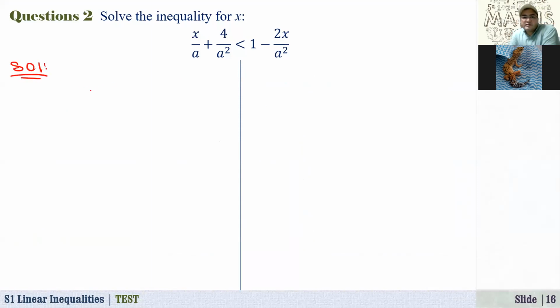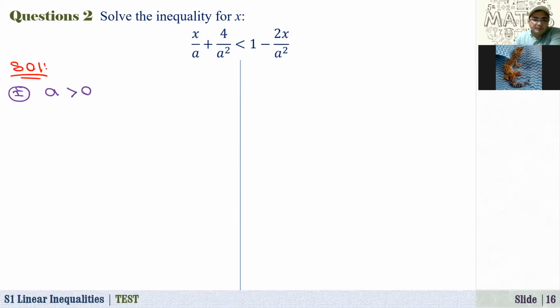See here, it involves some parameter, right? A. It is in the denominator. And what can I do? Suppose that, actually first, of course, a is not equal to 0, right? And we have to consider two cases here. Number one, the first case: suppose that a is positive.